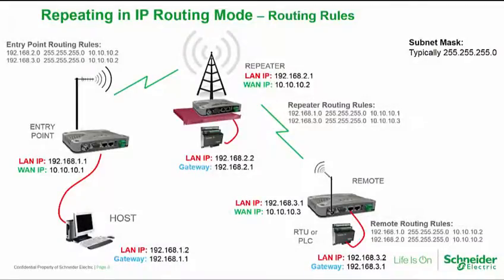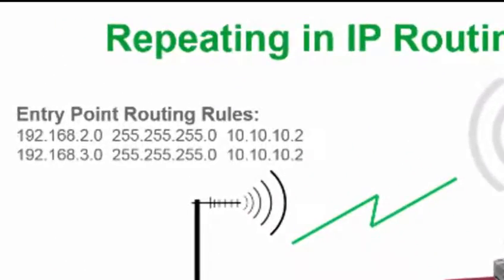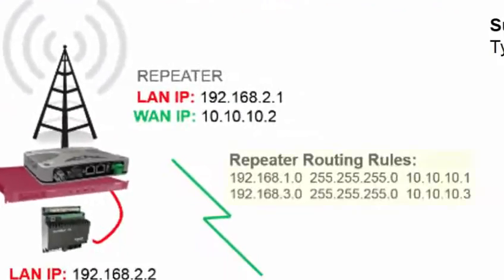Now, to allow traffic to be routed or passed between local area networks, each radio must be configured with routing rules. The entry point, for example, must have a rule describing how to reach each distant local area network. In this case, to reach either 192.168.2 as a network or .3, the traffic must go through the WAN address 10.10.10.2, which is the repeater. The repeater itself must have routing rules describing how to forward or repeat data to the entry point and remote LANs via their locally connected radios' wide area network addresses.